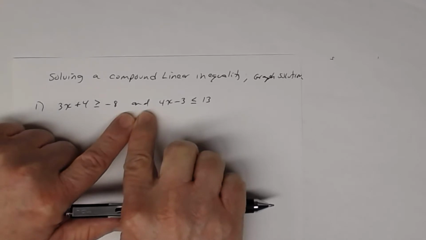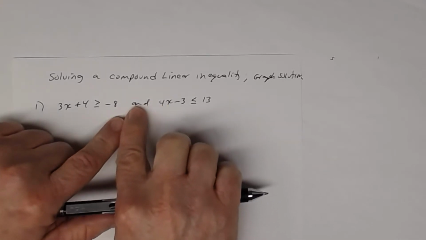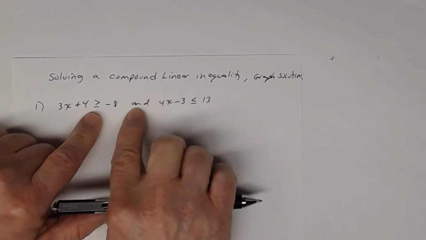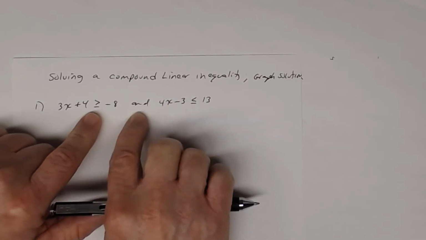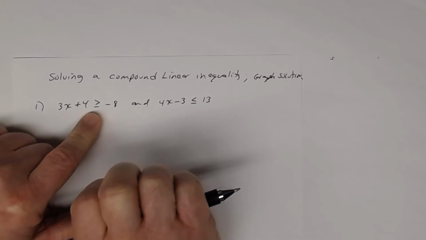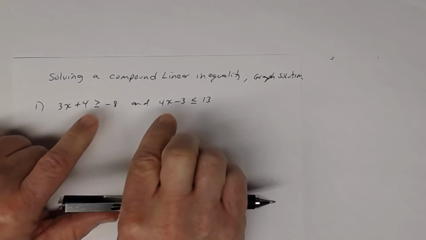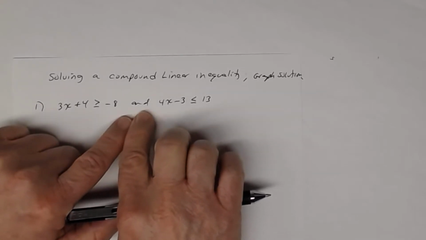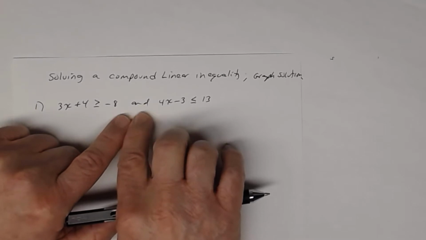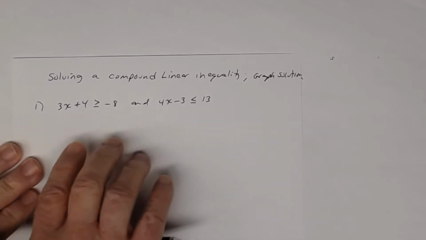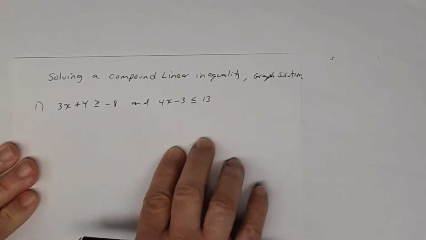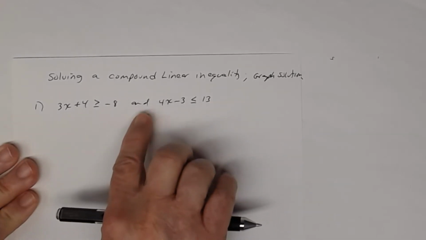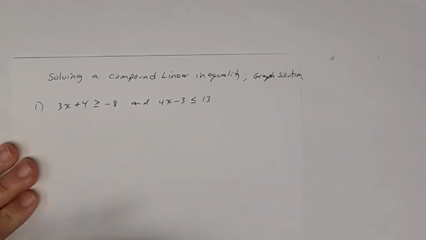So notice I have two linear inequalities joined by the word "and." Whenever you have two linear inequalities joined by the word "and" or the word "or," this is called a compound inequality. We're solving this compound inequality because we have two inequalities joined by the word "and"; it could have been the word "or," but the word "and" and the word "or" mean different things. Basically, we have to solve each inequality individually first. But remember, the word "and" is going to be important.